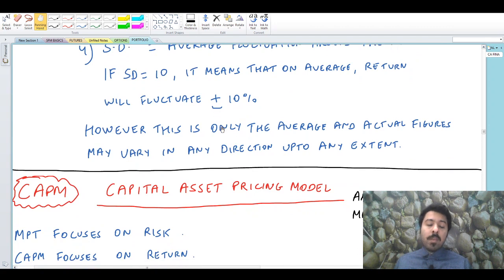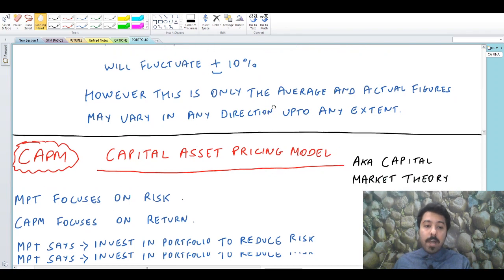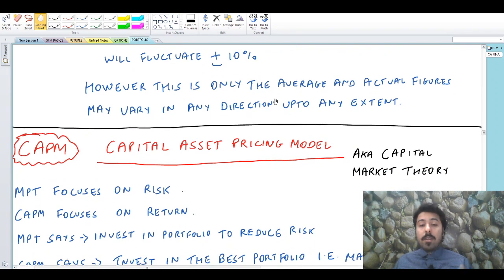Okay. However, don't make a mistake. This is only the average, and actual figures may vary in any direction and up to any extent. What does this mean? This means that on an average, the stock return may increase by 10% or may decrease by 10%. But this is only the average. Actually, it may increase by 100, 200 or decrease by 100, right? Obviously, it cannot decrease by 200. 100 decrease by 100 will make it 0. So this is only the average, and actual figures may vary in any direction up to any extent.